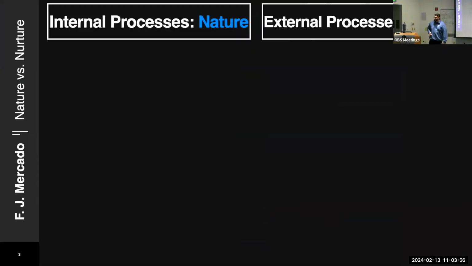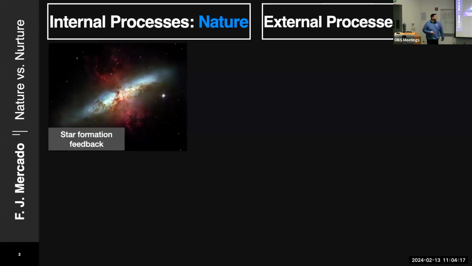So as I mentioned, we're going to talk about a couple of different things. Nature, which is really internal processes that might affect galactic interiors, and external processes, which are going to be the nurture part of things here. So a couple of examples of processes that might affect the internal structure of galaxies, at least from the nature perspective, right? That is, we could think about star formation feedback. So, right, if we have stars forming at the center of galaxies and then going supernova, they can impact the galactic interiors that it's happening in.